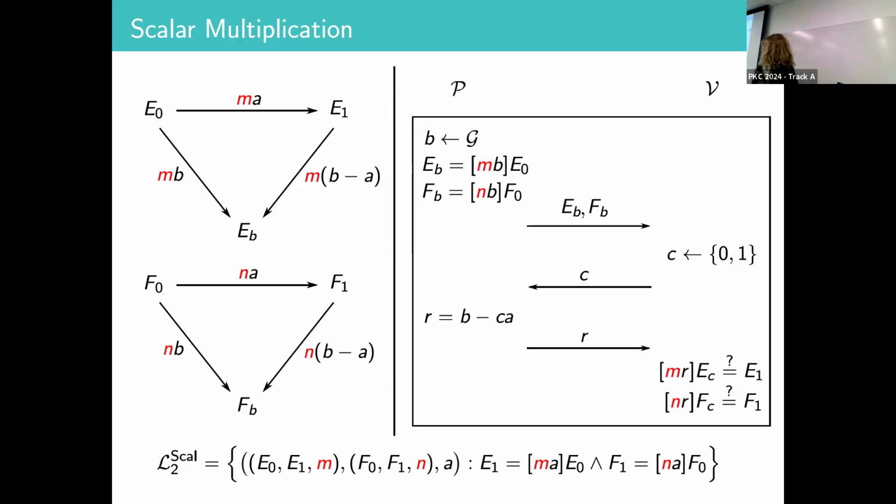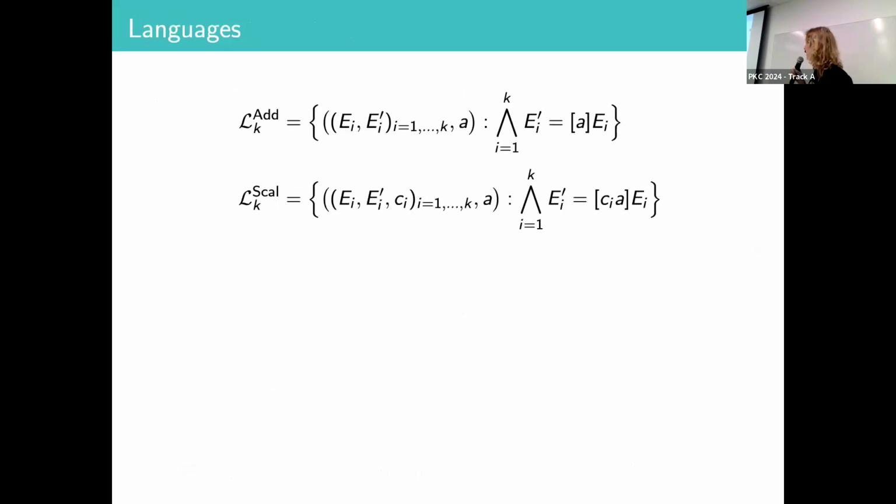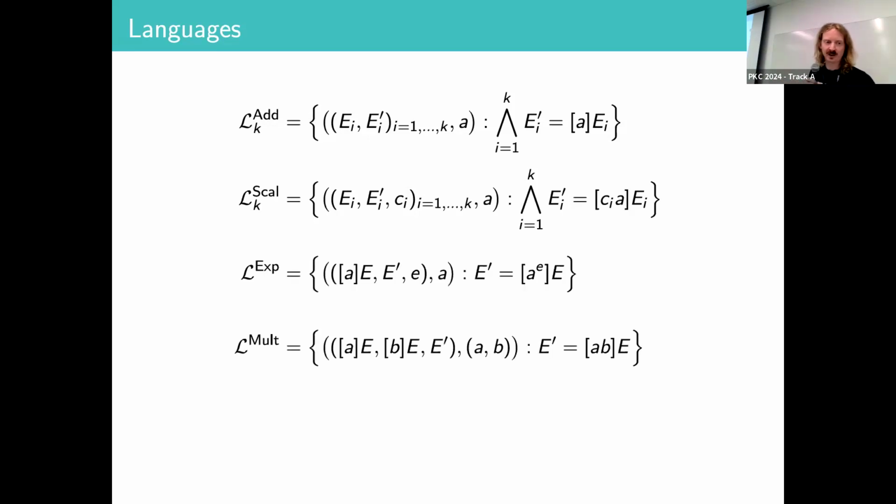Yeah, so now we define this language here. So we've used two diagrams, but we can generally extend this to k elements. So we also have these languages that are for, let's say we have k pairs of curves and they're connected by the same element or by different multiples of the same element. And the languages that we defined in our work are now exponentiation and multiplication.